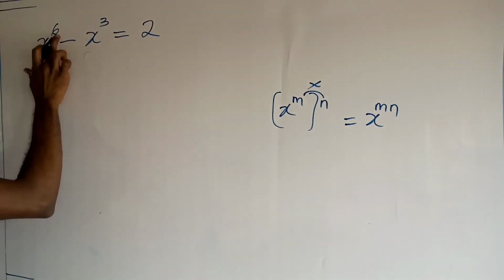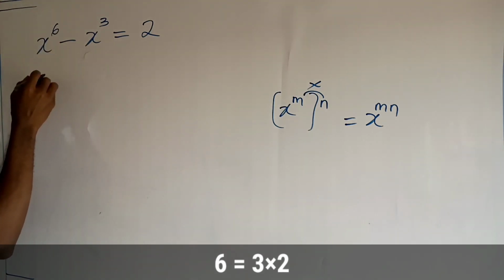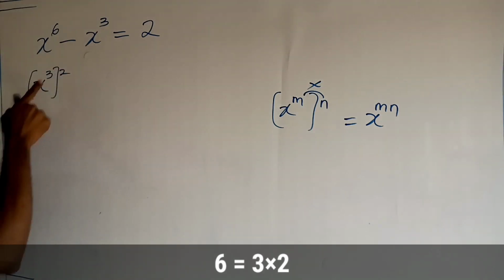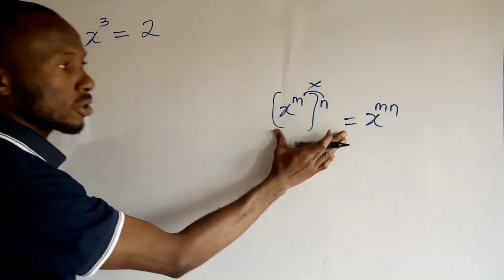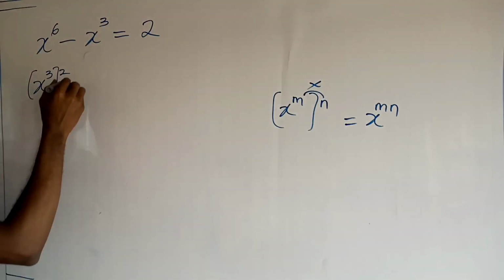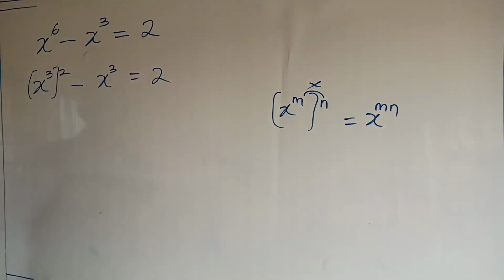Like look at this, 6 can also be written as 3 times 2. So I have x to the 3 times 2, because 3 times 2 will still give me 6. So this is legit from this law. I hope this is clear. Then we have minus x to the 3, then equal to 2.